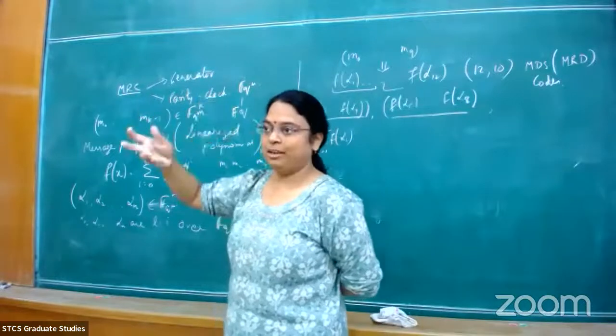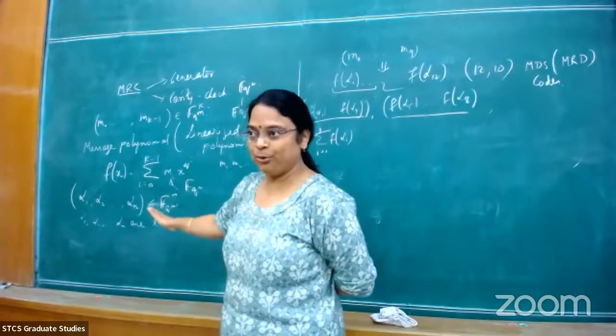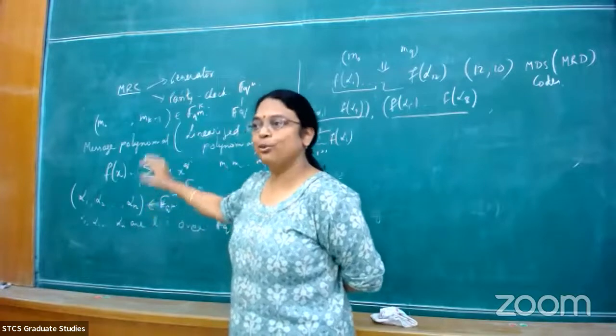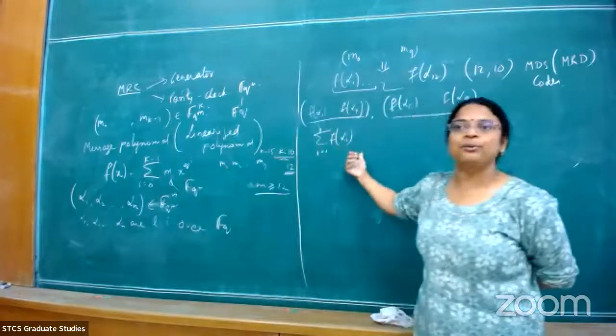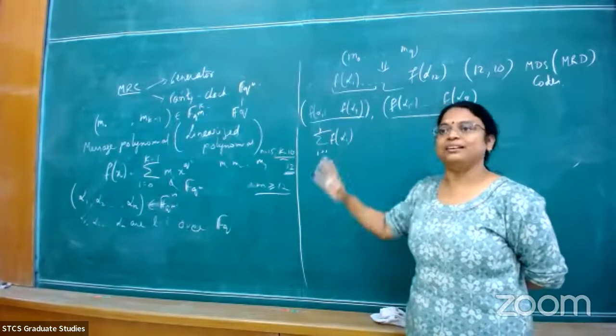So the natural question to ask is, we could have done this with Reed-Solomon codes also. Okay, with Reed-Solomon codes, whatever you get, you cannot prove it's an MRC. Here, this can be proved that it is an MRC.